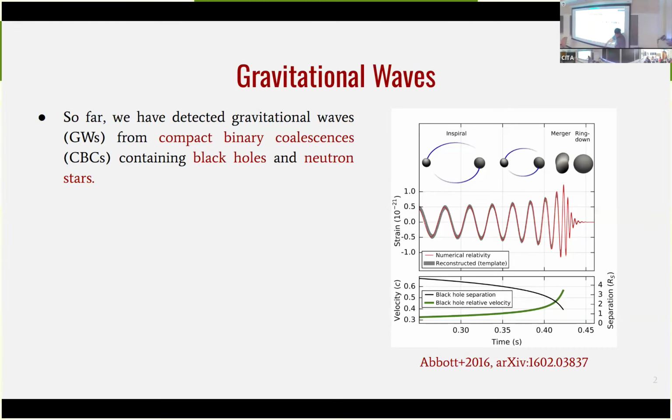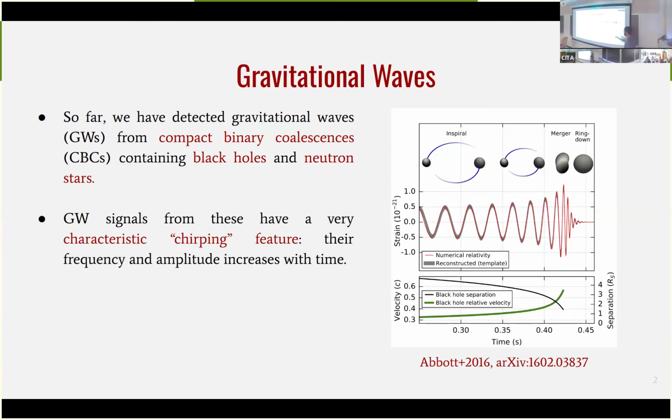The signal from these compact binary sources has a very characteristic chirping feature. What I mean by chirp is that the frequency and the amplitude of these signals increase as time goes on until the objects merge, and then the final object that is formed just radiates away its perturbations and rings down. So as you can see in the signal, the amplitude is low at earlier times and large at later times, and the frequency is also low at earlier times and large at later times. This characteristic feature is called the chirping feature.